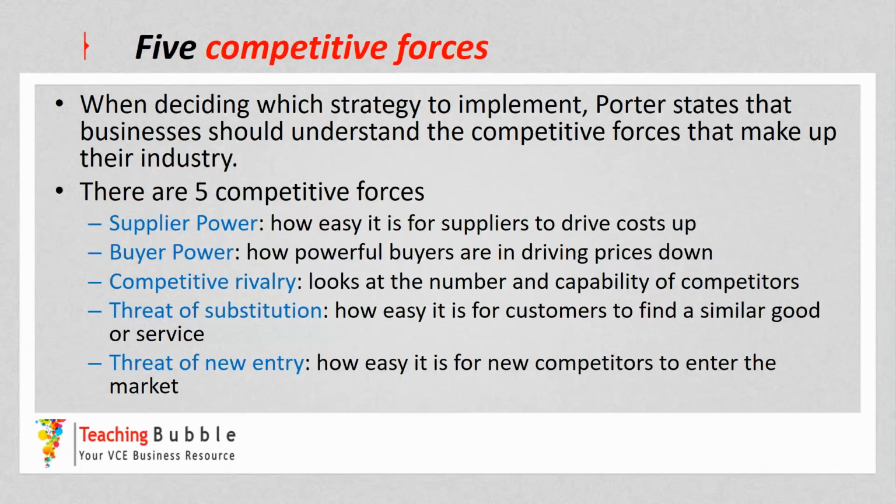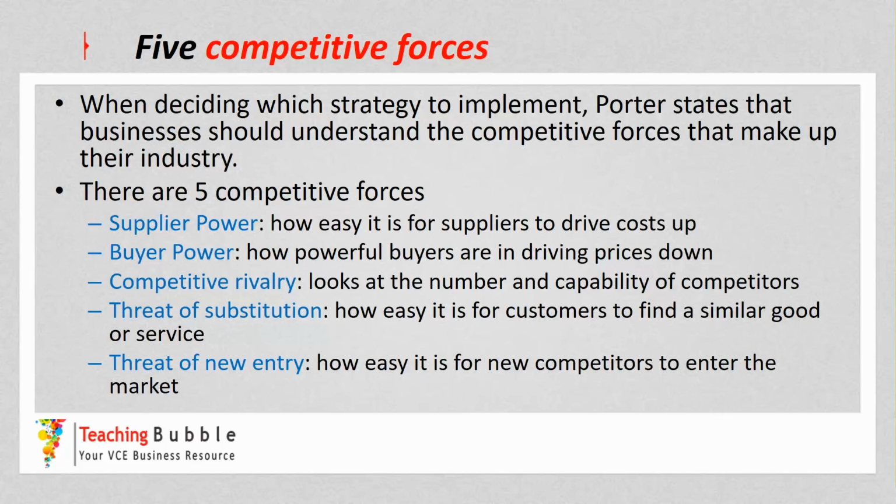So in order to decide on which generic strategy a business should implement, Porter states that the business should really firstly look at the industry they are in and analyze what he calls the 5 competitive forces within the industry. So here are the 5 competitive forces that he goes through, which are essentially just assessing the type of industry that a business is competing in so that they know where they're going to fit in with that particular industry.